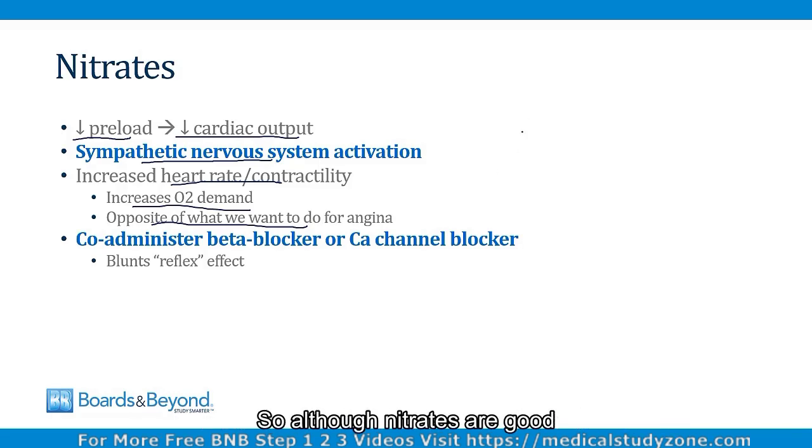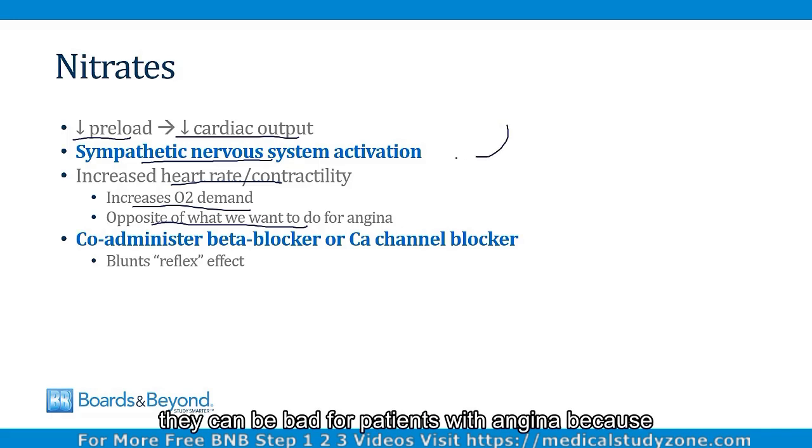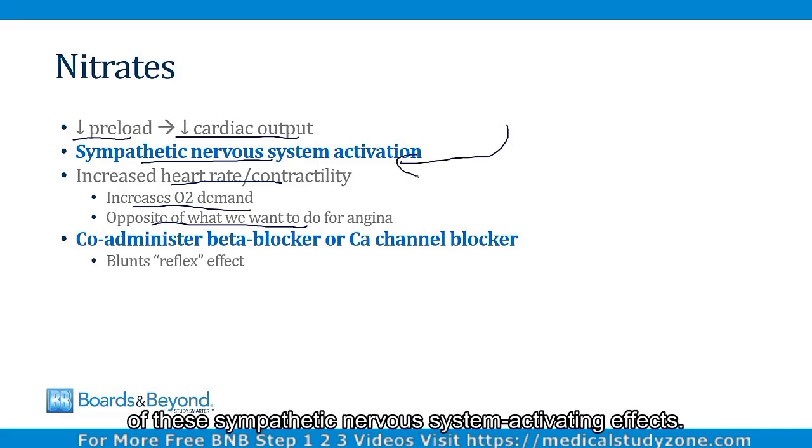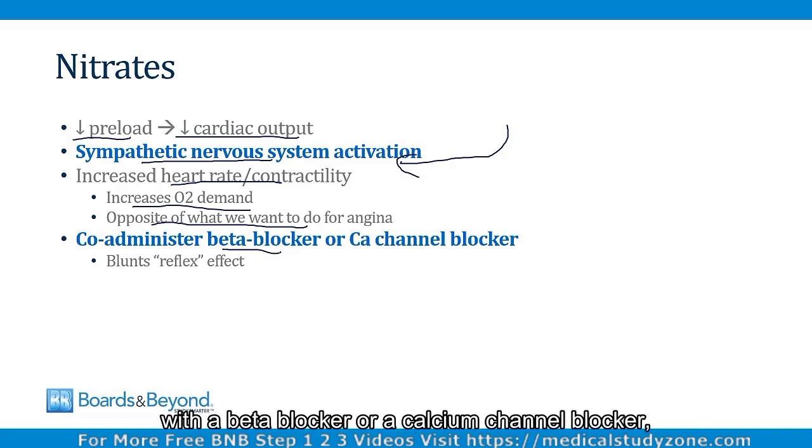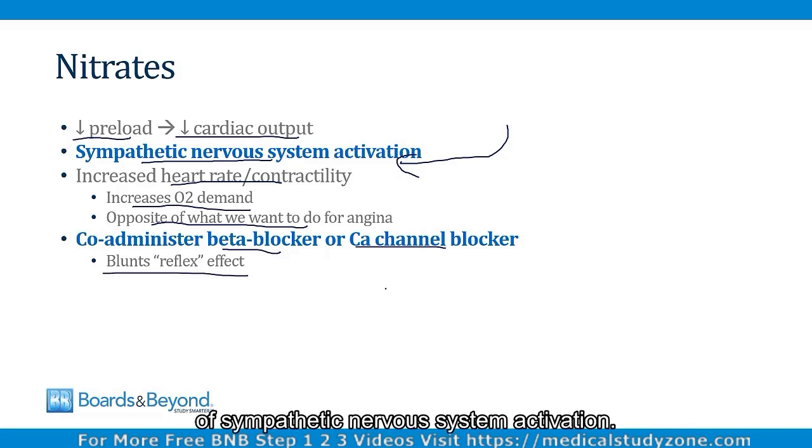So although nitrates are good because they reduce the preload and reduce the oxygen demand of the heart, they can be bad for patients with angina because of these sympathetic nervous system activating effects. So for this reason, we usually administer nitrates together with a beta blocker or a calcium channel blocker, because this blunts the reflex effect of sympathetic nervous system activation. This will allow the patient to have all the beneficial effects of nitrates and none of the negative effects from sympathetic nervous system activation.